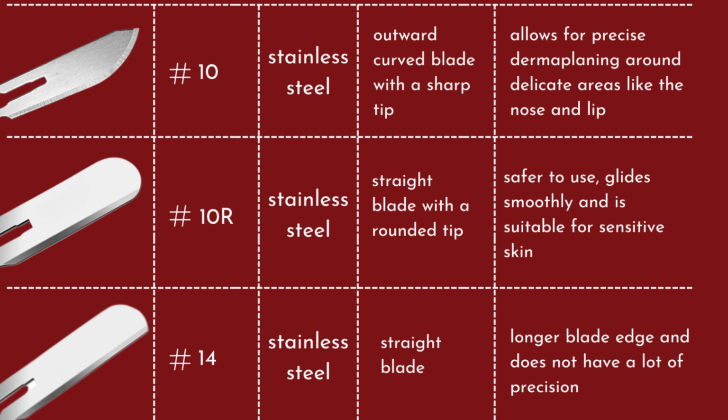And then moving on to the third blade, this is the 14 blade, relatively longer than the rest of the blades. It also has a rounded tip at the front. Because it's longer and rounded, again, not a lot of precision with that one, but relatively more safe, and you can use that on people with more sensitive skin.